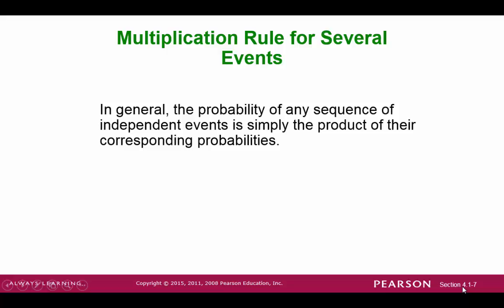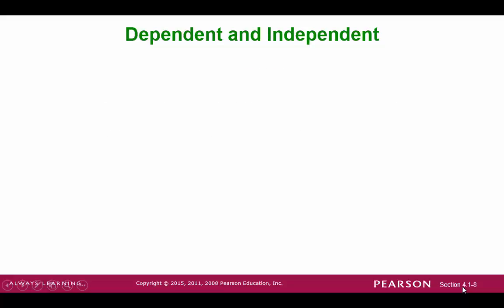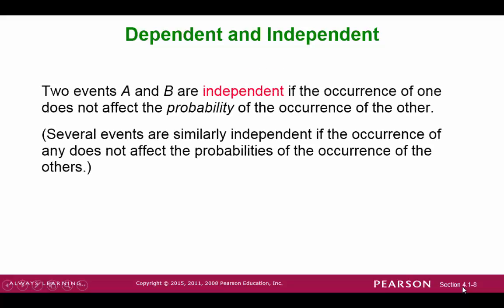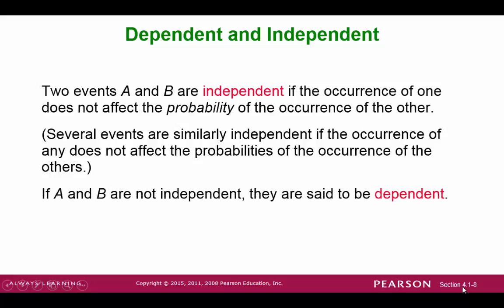We can also generalize the multiplication rule to extend to more than two events. We would simply continue to multiply the probabilities. Now for some definitions. Two events are independent if the occurrence of the first event does not affect the probability of the second event. This can be extended to more than two events as well. If the events are not independent, then they are dependent.